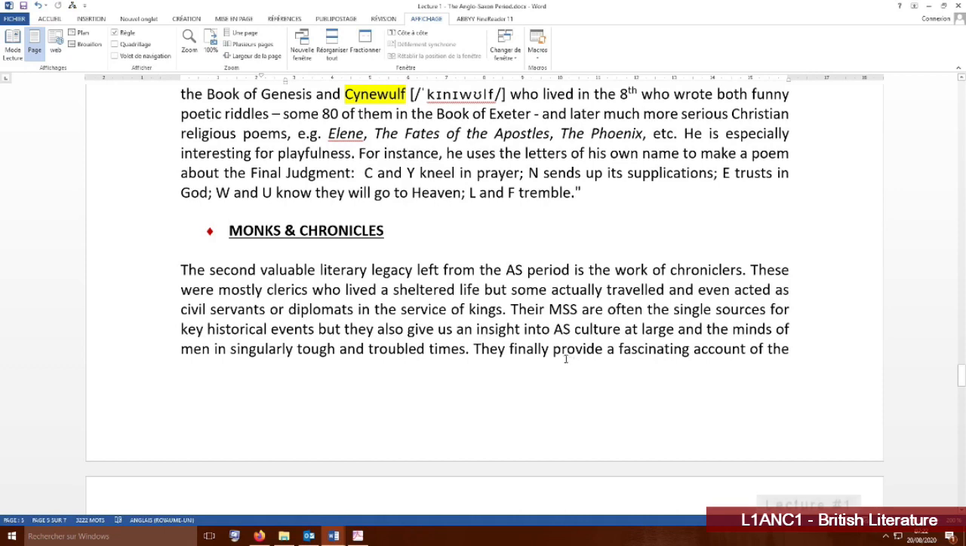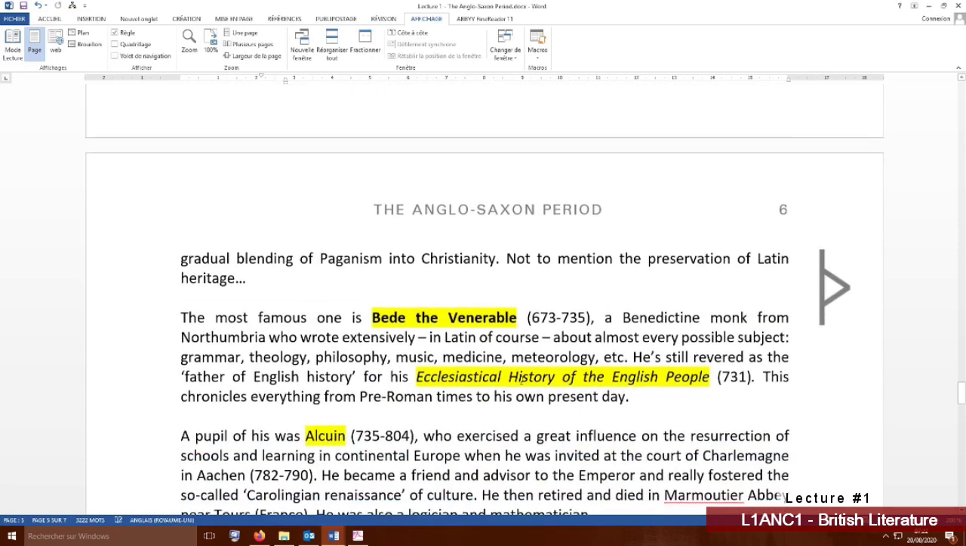Their manuscripts are often the single sources for key historical events, but they also give us an insight into Anglo-Saxon culture at large and the minds of men in those singularly tough and troubled times. They, again, provide an account of the gradual blending of paganism into Christianity. Not to mention the preservation of the Latin heritage, the little that was left from Latin.